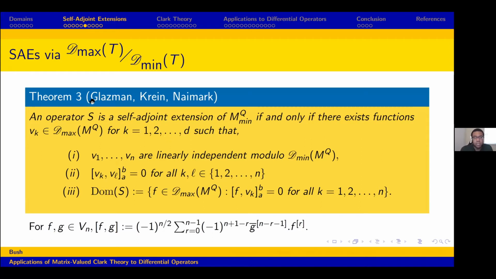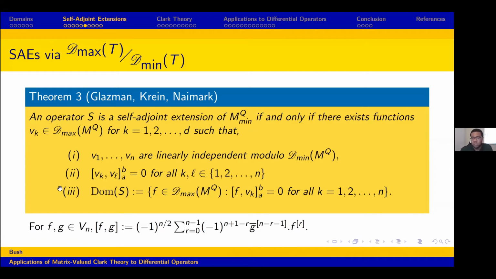So, and this is a theorem due to Glazman, Krein, and Naimark. An operator is going to be a self-adjoint extension of a symmetric differential expression if and only if there exist, this should be an n, my apologies, n vectors, or n functions in the maximal domain, such that they have the following three properties. First off, they have to be linearly independent modulo D_min.